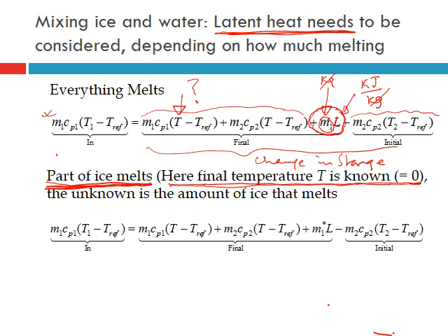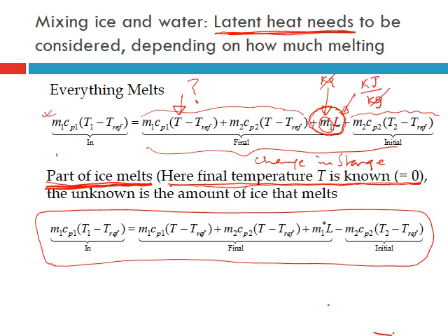So the unknown here in the same equation that we used from before, T is known because the final temperature can only be 0. If ice and water have to coexist, the final temperature has to be 0. But the amount that would melt to lower the system temperature to 0 degrees, that is my unknown. So here we will solve the same equation for M1 star.